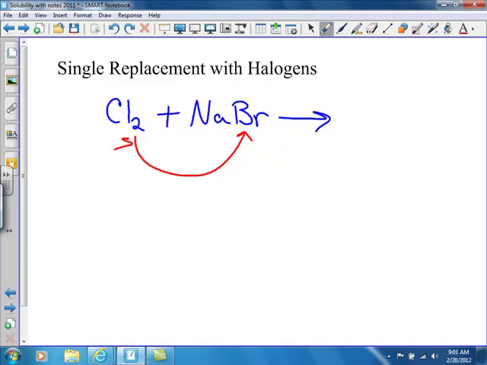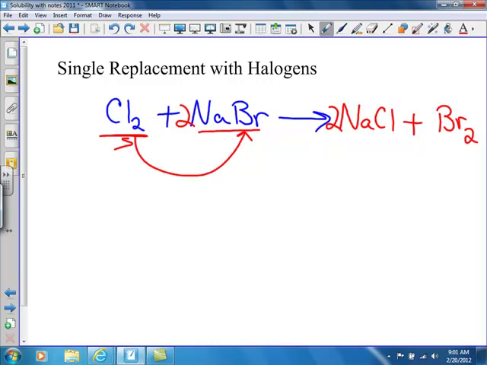Okay, so whenever you see a halogen as one of your reactants, and you have another reactant that has a halogen in it, that chlorine or that first halogen is going to replace the other halogen. So what I'm going to get for products is NaCl plus Br2. And that Br has to be a diatomic because it's one of our 7 diatomics. Then, of course, I'd have to go back and balance, and balancing these is actually fairly easy. Okay?